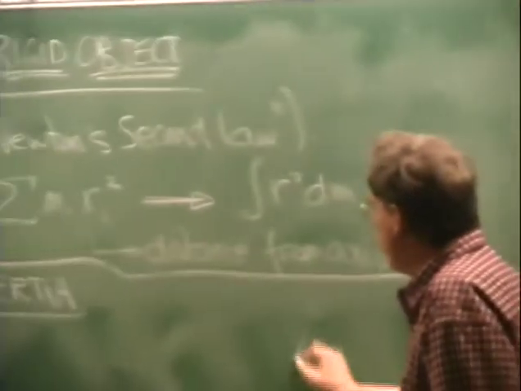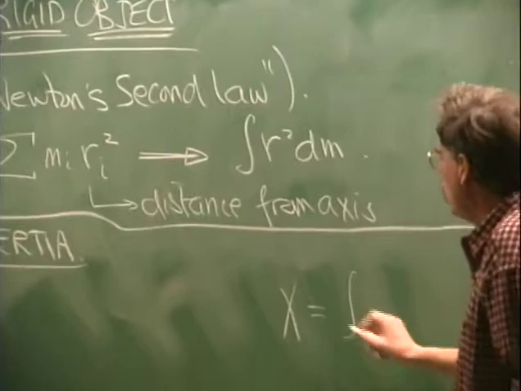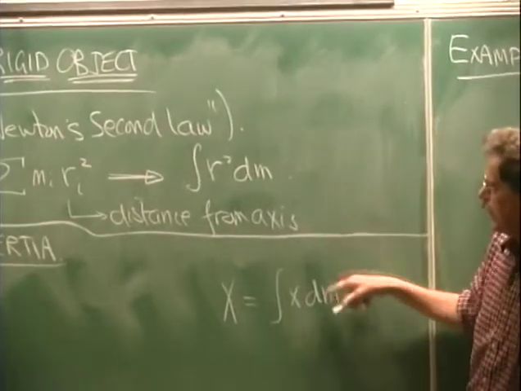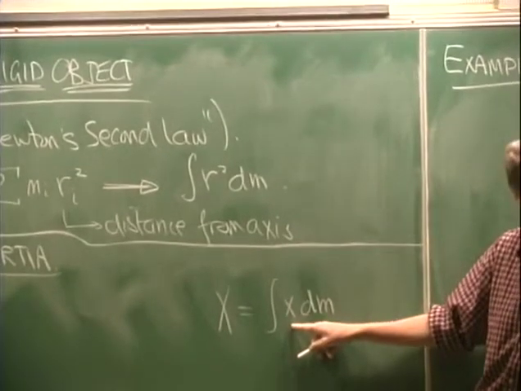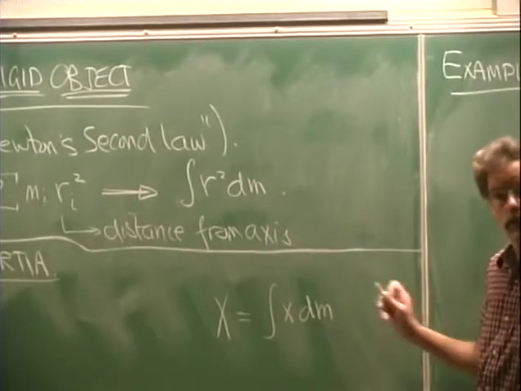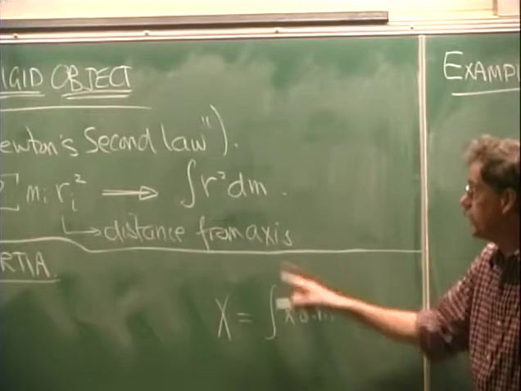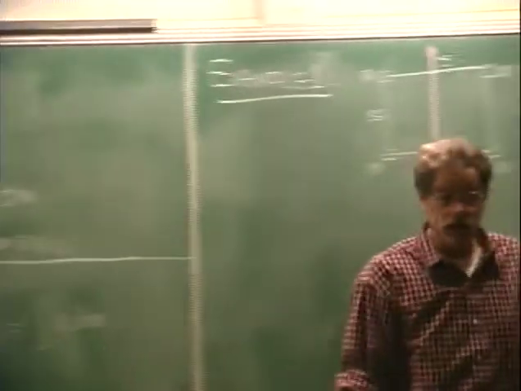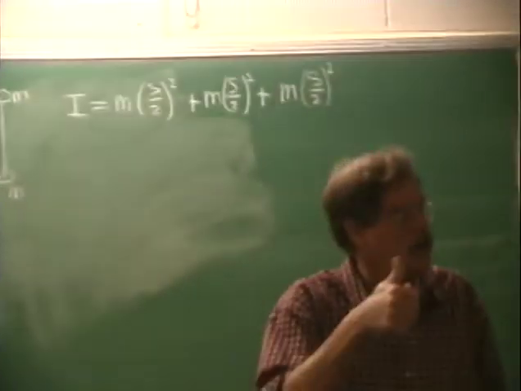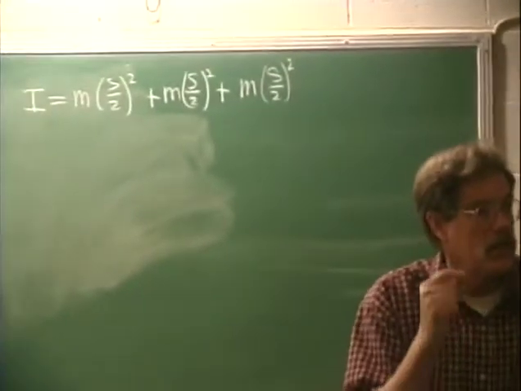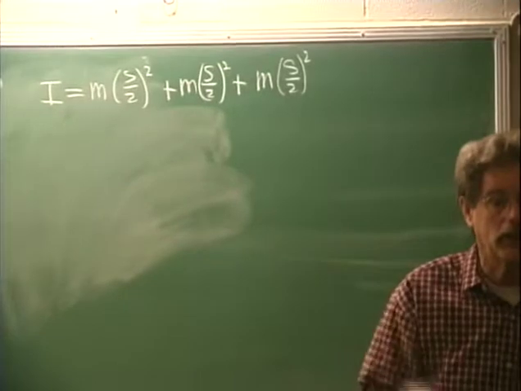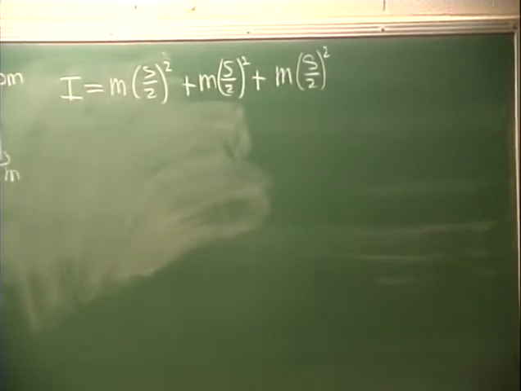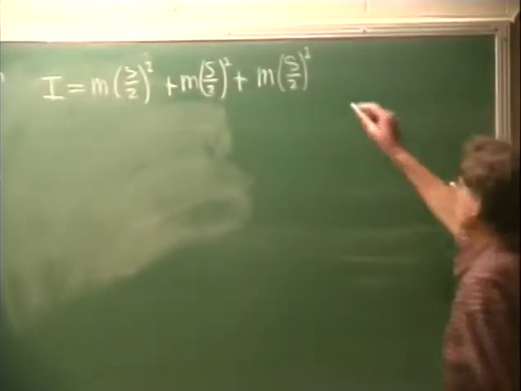When I'm doing center of mass, for instance, the x component of the center of mass is the integral of x dm. It looks kind of like this, but this is x. X can be positive or negative, this distance along in the x direction. R, and more particularly r squared, is always positive, because r is, by definition, the distance from the axis, and a distance is always a positive number. So there's no opportunity for cancellations when you're calculating moment of inertia.